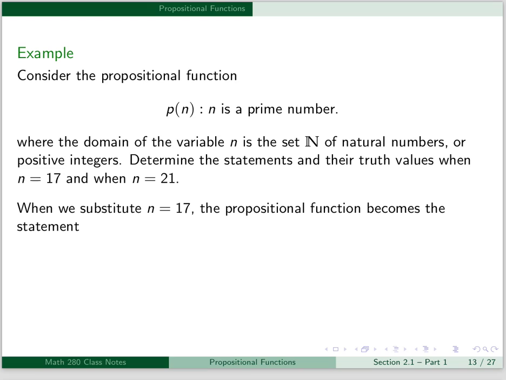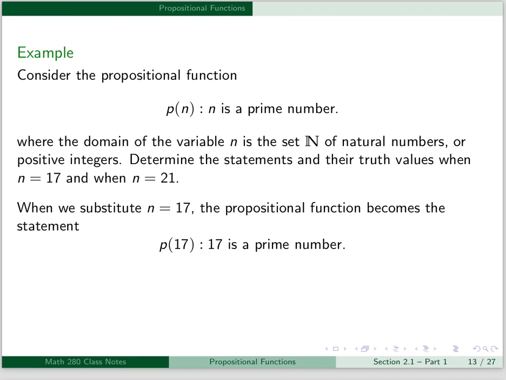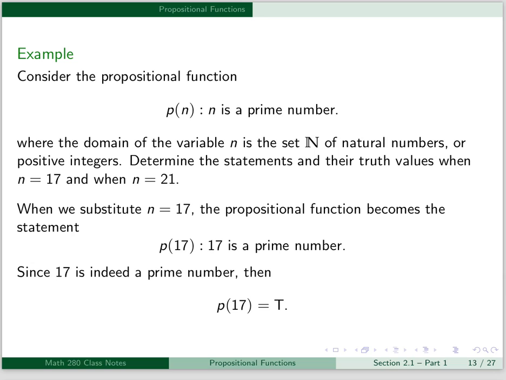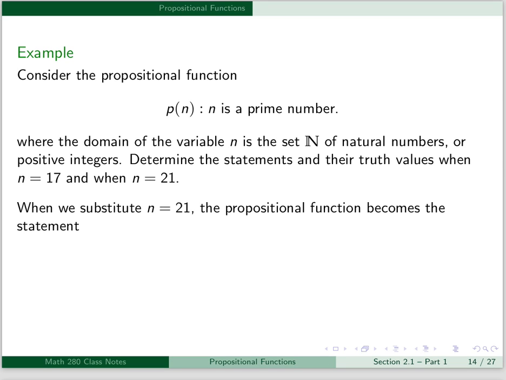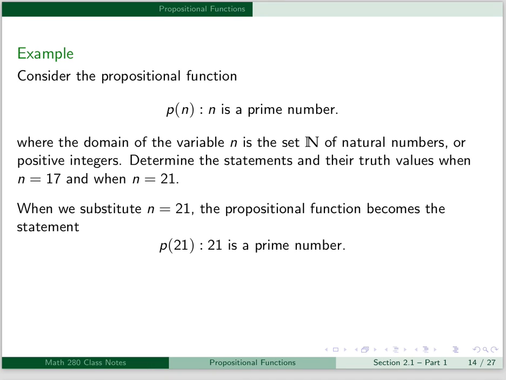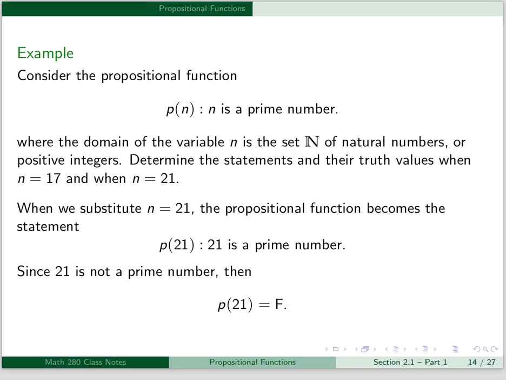When we substitute n equals 17, the propositional function becomes the statement p of 17, 17 is a prime number. Since 17 is indeed a prime number, then p of 17 is true. When we substitute n equals 21, the propositional function becomes the statement p of 21, 21 is a prime number. Since 21 is not a prime number, then p of 21 is false.